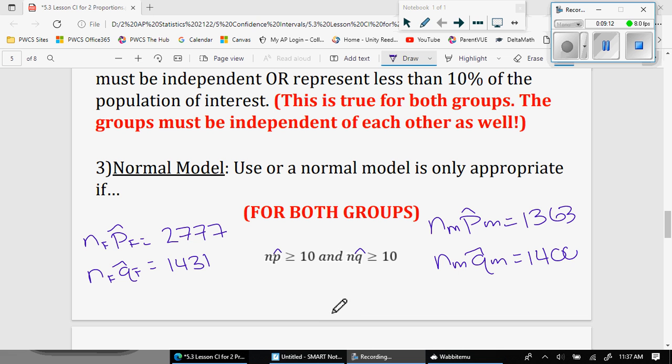So we're going to calculate np and nq for both groups. What's really nice about this problem is we're told what np is. Our number of successes for the female passenger was 2,777, and our number of successes for the male passengers was 1,363. That's our x, the x that we're using. And so we can subtract those from the total sampled in each group to find nq. And these are way bigger than 10. We're totally fine to use the normal model.